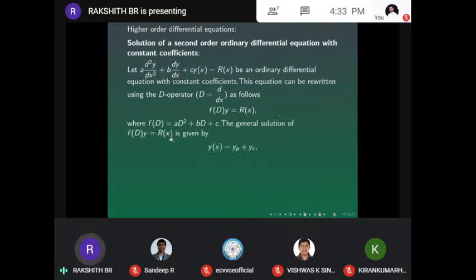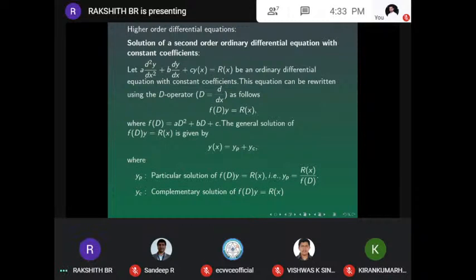Okay. Its general solution, we all know, is divided into two parts. The general solution y of x is given by yp plus yc. What does yp stand for? Yp stands for the particular integral or the particular solution. And yc stands for the complementary solution of the given differential equation.